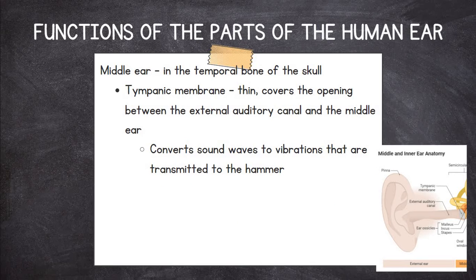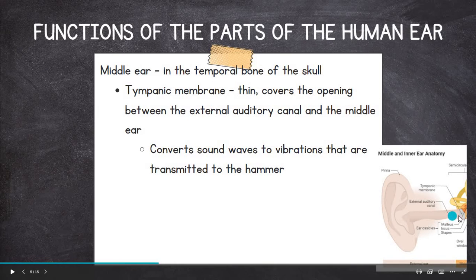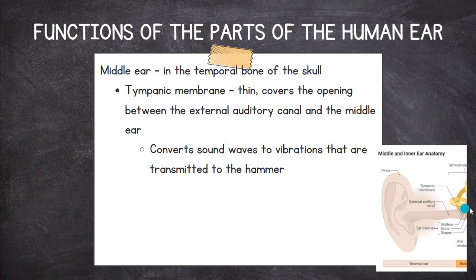Then we have the middle ear. So here, the middle ear is in the temporal bone of the skull. So we are not talking about external structures anymore. These structures are on the inside, so they are found inside the temporal bone of the skull, and the tympanic membrane is part of this. So the tympanic membrane is a thin layer or membrane, and it covers the opening between the external auditory canal and the middle ear. So this opening here between where the external auditory canal ends and the middle ear begins.